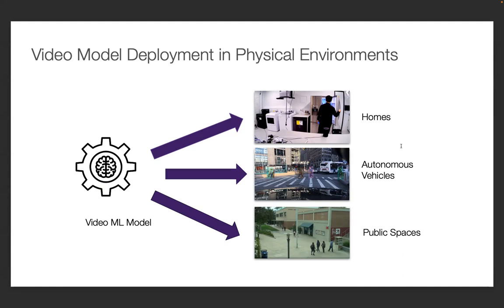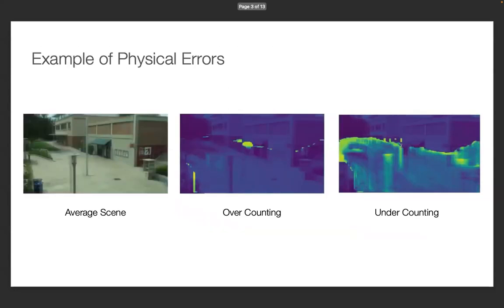Or we might be interested in surveillance, tracking people and cars and bikes in public spaces. Each of these deployments, and deployments within these types of systems, introduce a new complex environment which we might not have seen during training and with which our model has to interact. Through our preliminary experiments, we've seen that interactions with these environments seem to correlate with errors that occur in the model.